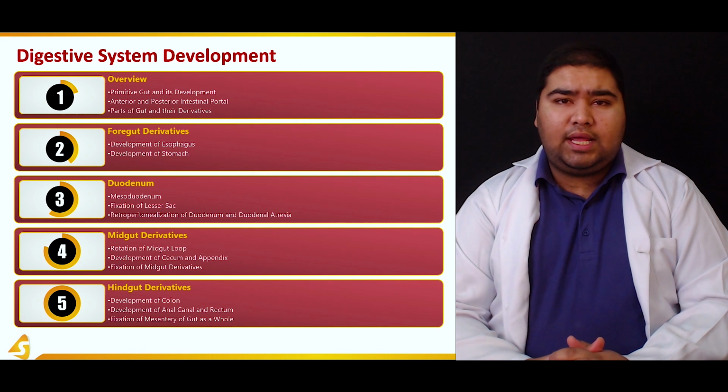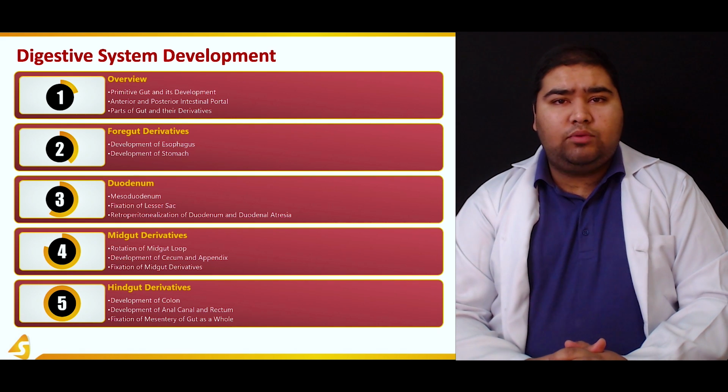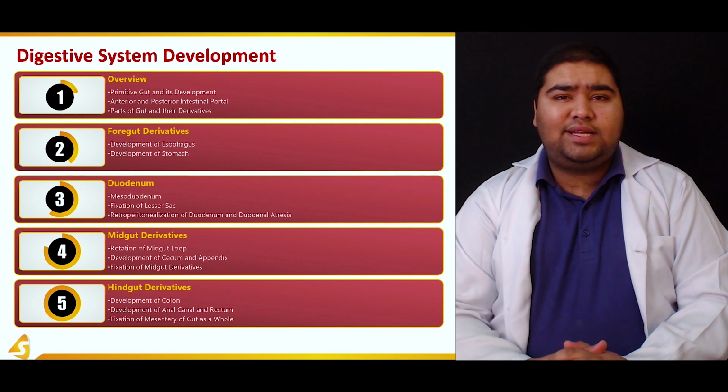And finally, in the fifth section, we'll be talking about the hindgut derivative. That is, what adult structures are formed by the hindgut in the human body. We'll also see how the mesentery comes into play and what sections of the mesentery are absorbed and what sections are actually kept in the human adult.